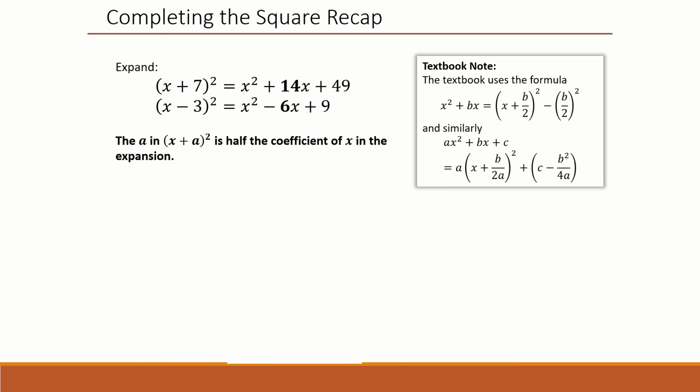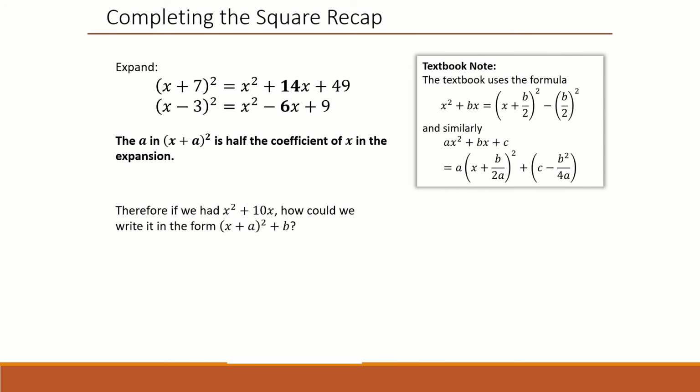The textbook uses the formula x² + bx, which gets (x + b/2)² − (b/2)². And similarly, ax² + bx + c gives us a outside the brackets of (x + b/(2a))² + c − b²/(4a). However, I wouldn't recommend remembering these equations, as this may take a longer time than actually completing the square. But that's just my choice.